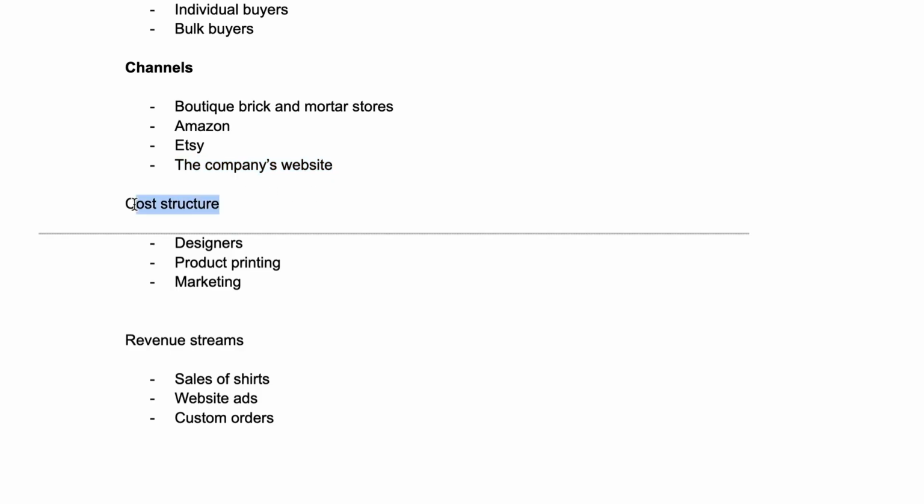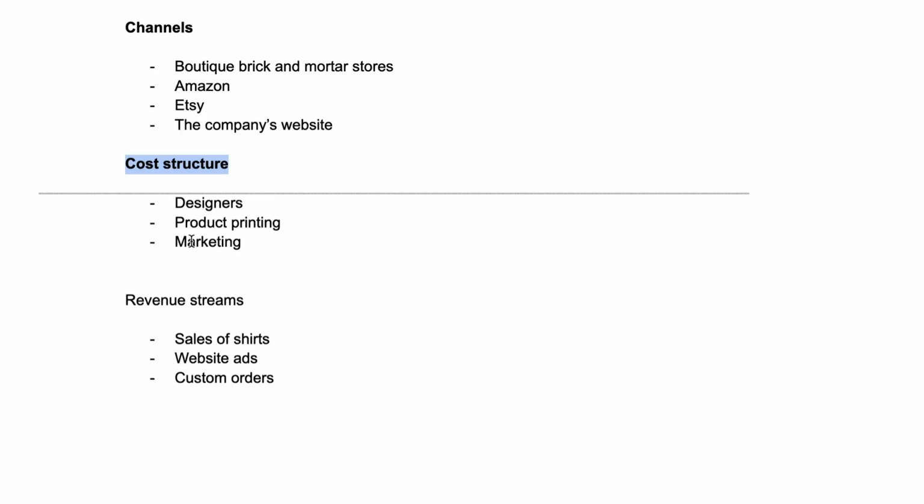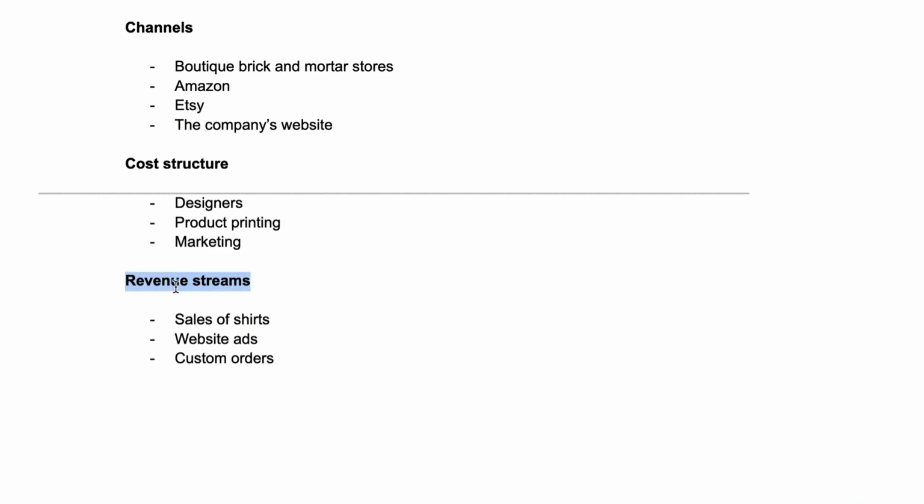Now, your cost structure, the major costs would be staff and marketing activities. So designers comprise a major cost, product printing and creation is a major cost, and obviously marketing activities. And revenue streams is the last part of it. Of course, you're going to make the bulk of your money with the sales of the t-shirts, because it's a t-shirt sales business, right?